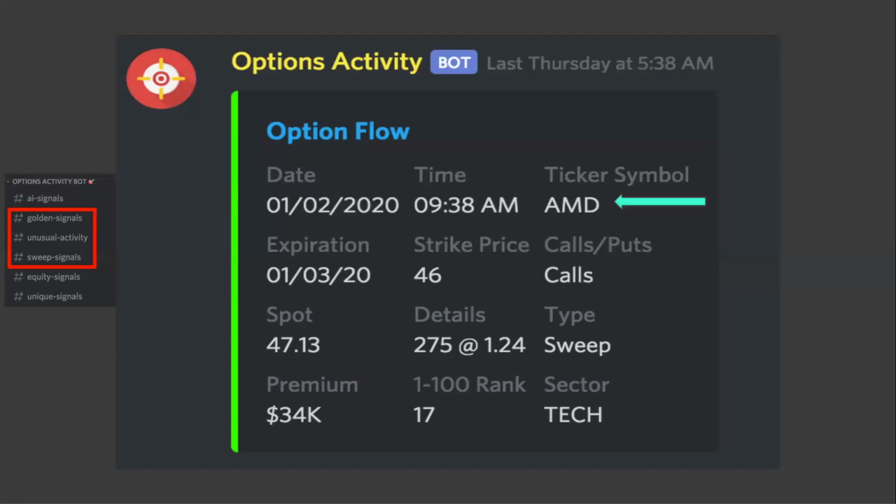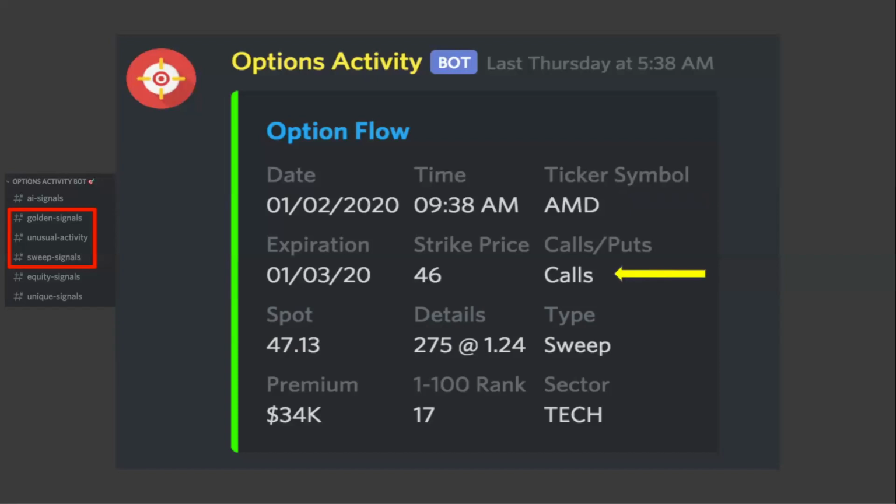The ticker symbol, this is obvious. This is what stock you're trading. So AMD, SPY, Facebook, Apple, Microsoft, any of those. That's what it's going to be here, and that's what you type in, obviously, to Robinhood, to your Tastyworks, to Thinkorswim, to your charts. That's what you type in to actually find that stock. So that's your ticker symbol.